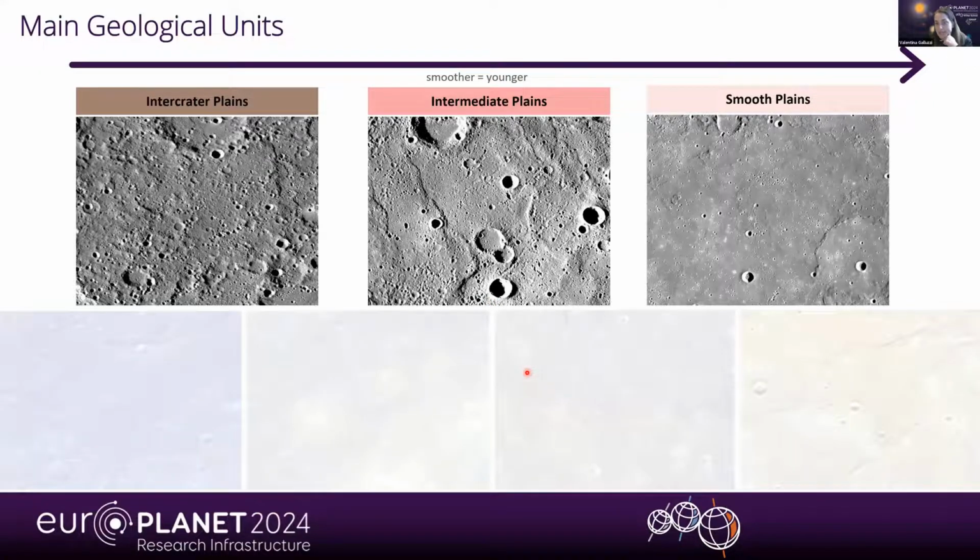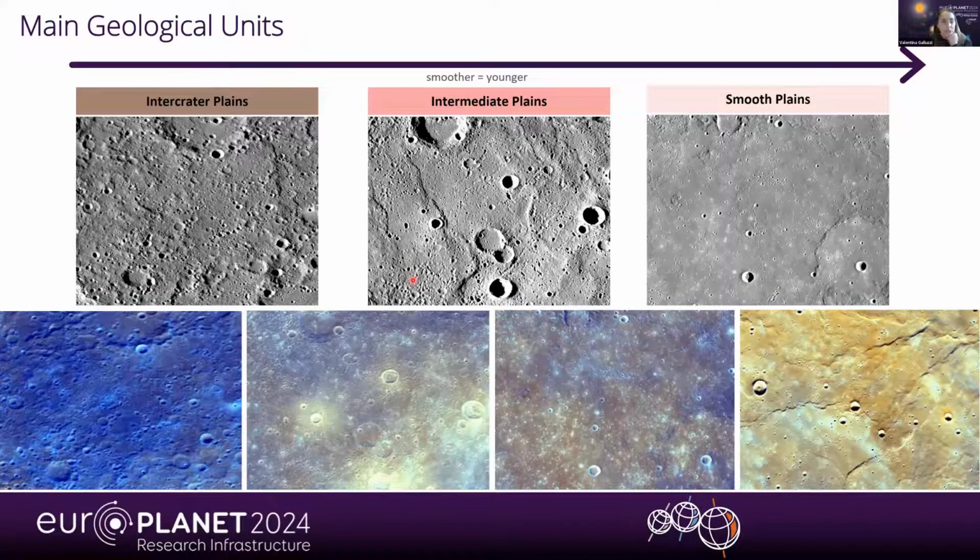However, when we look at the color images, especially the enhanced color images, we do not have a direct correlation between intercrater plains and blue plains, for example, or smooth plains and yellow plains. Smooth plains can be yellow, brown or orange. Intercrater plains are often blue, but can also be brownish, sometimes orange. So there is no direct correlation between morphology and colors.